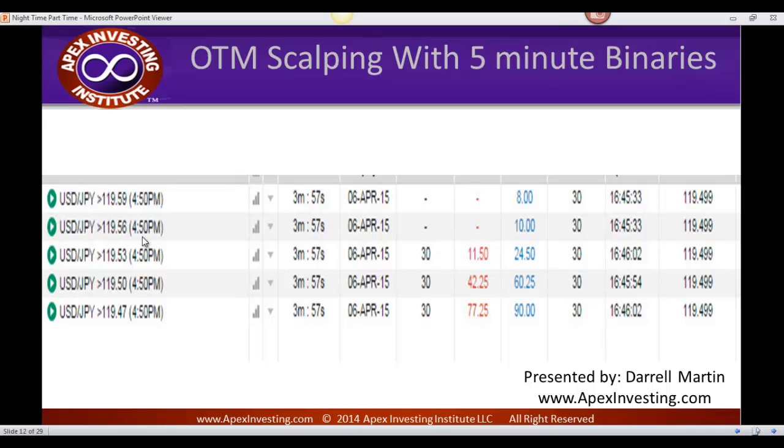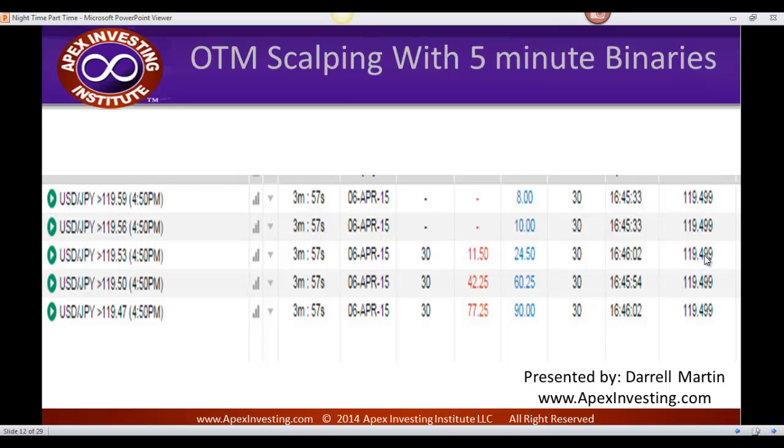You've got your 5 different binary contracts there, 3 ticks apart. I want you to pay attention to this particular one right here, 119.53. Okay? That's the contract. What's the market at? 119.49. So the market is below this strike. The market is below this binary contract strike price.